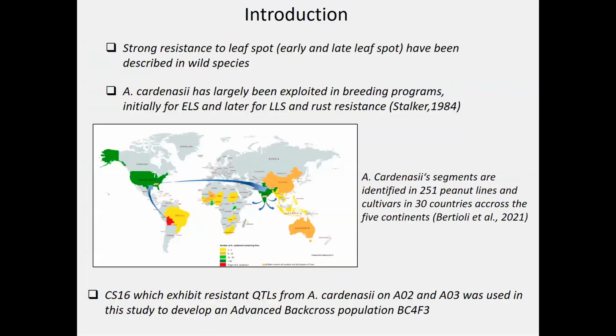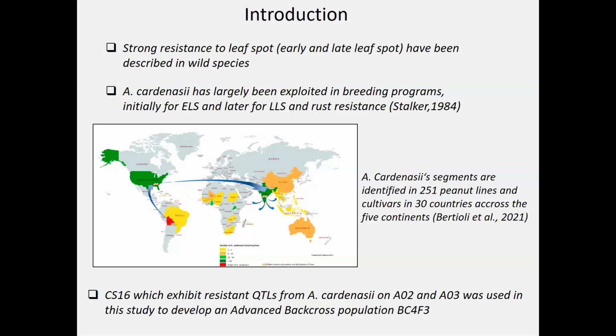In contrast, strong resistance to a wide range of pathogens has been described in wild species, and several wild species have been characterized as resistant to early leaf spot. Among them, Arachis cardenasii has been largely exploited in breeding programs, initially for early leaf spot resistance, and now more importantly for late leaf spot and rust resistance.